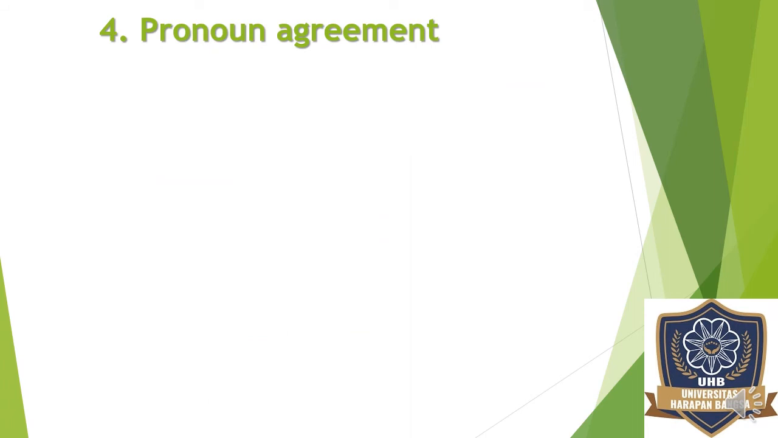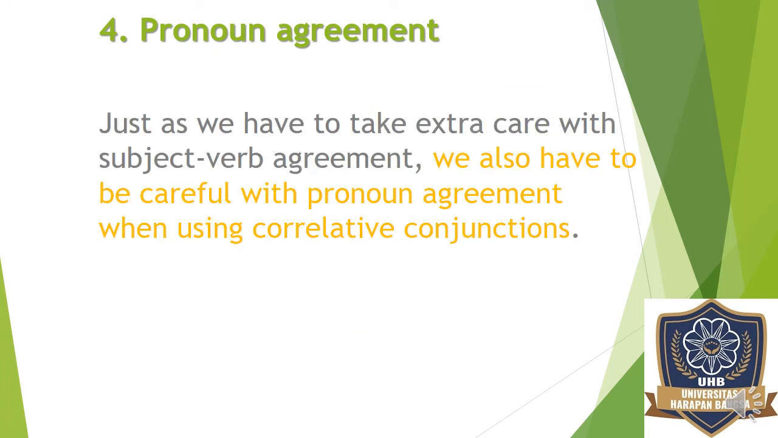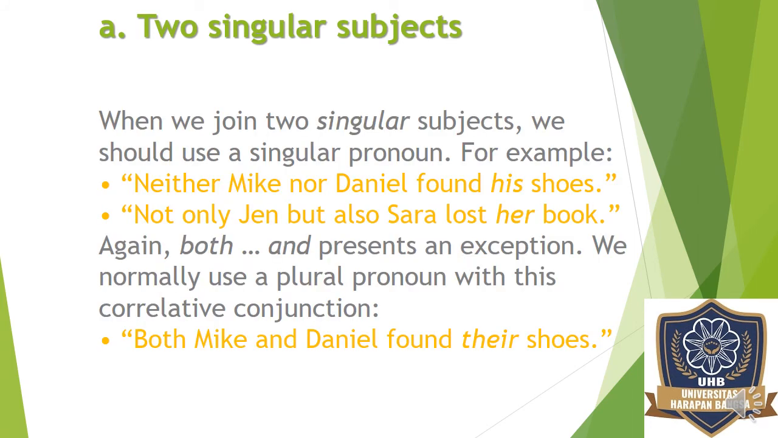The fourth one, pronoun agreement. Just as we have to take extra care with subject-verb agreement, we also have to be careful with pronoun agreement when using correlative conjunctions. Two singular subjects. When we join two singular subjects, we should use a singular pronoun. For example, neither Mike nor Daniel found his shoes.